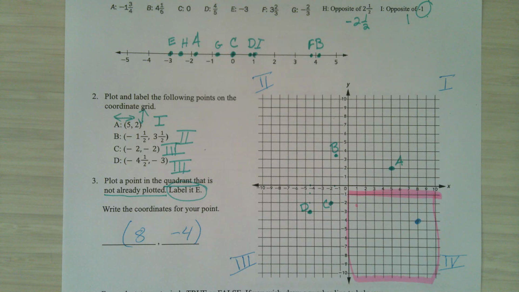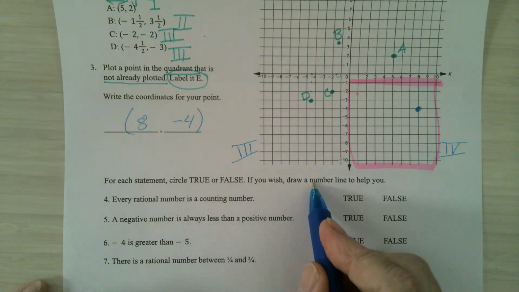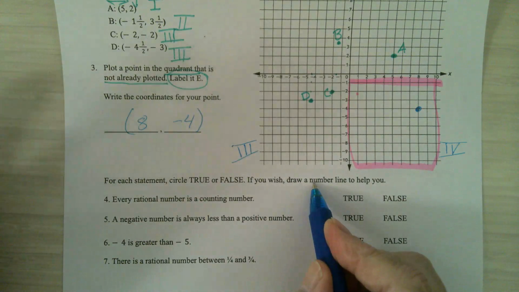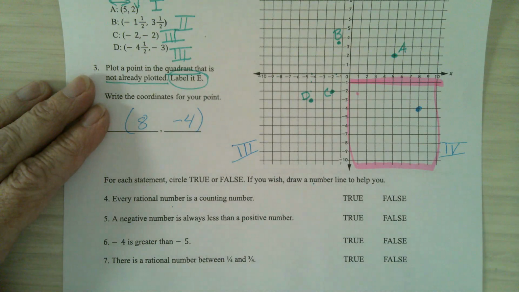Okay, now let's go on to the next section. True or false? If you wish to draw a number line to help you, feel free. And sometimes that is very helpful. Every rational number is a counting number.